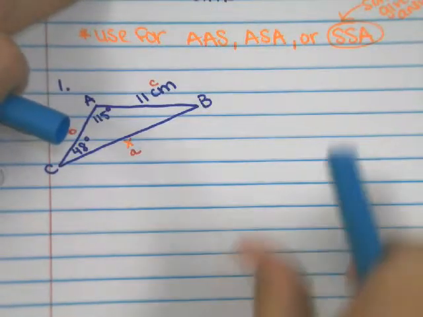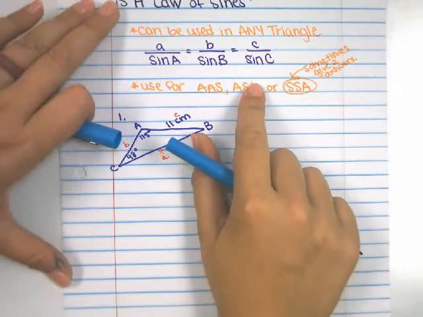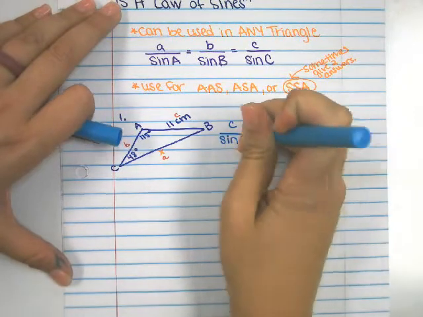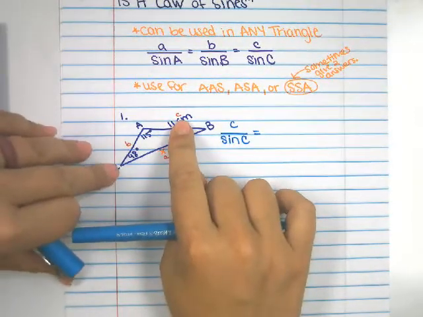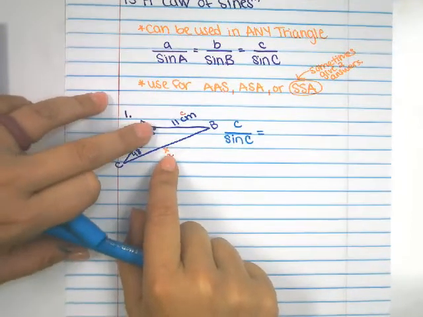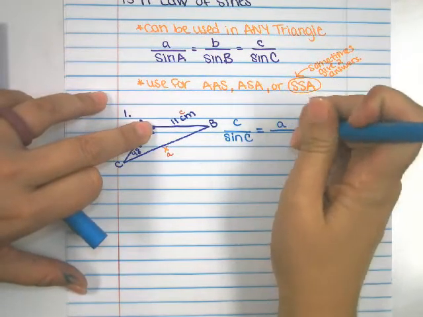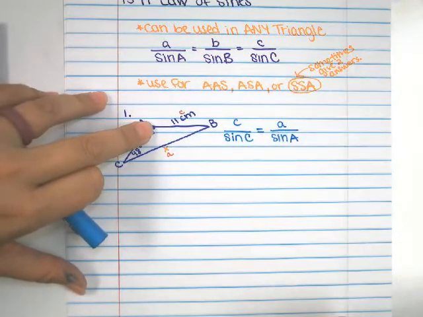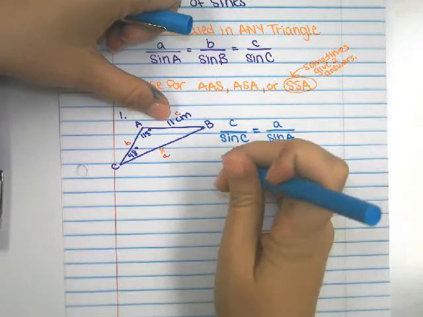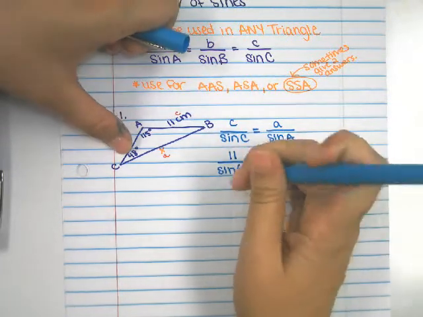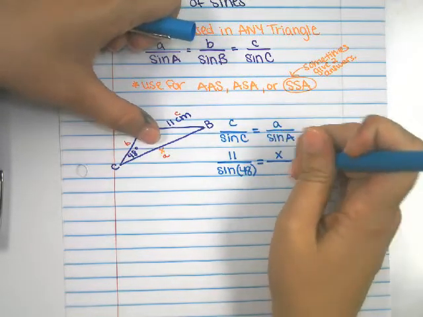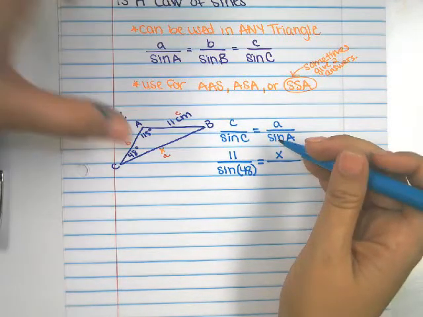So I'm going to pick my C fraction from above. That's this one, the C fraction. I'm going to use C over sine C. Definitely want to use that one because I know both C's. Now what I want to find is A, so I want to use the A's also. And I know one of them, trying to find the other. So I want to use my A's. We're going to plug everything in. So C is 11. Angle C is 48. Side A is what we're trying to find. And angle A is 115.